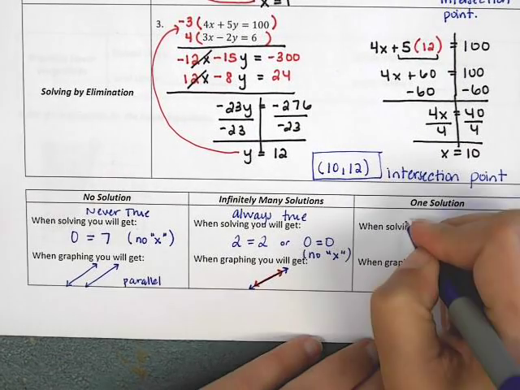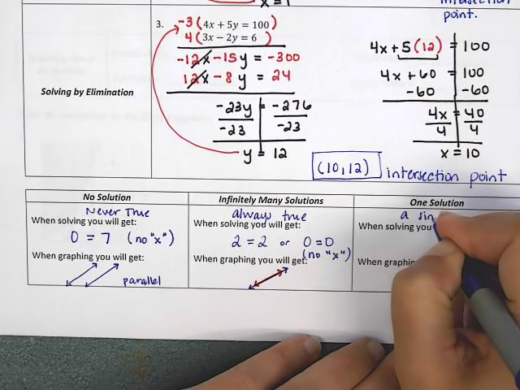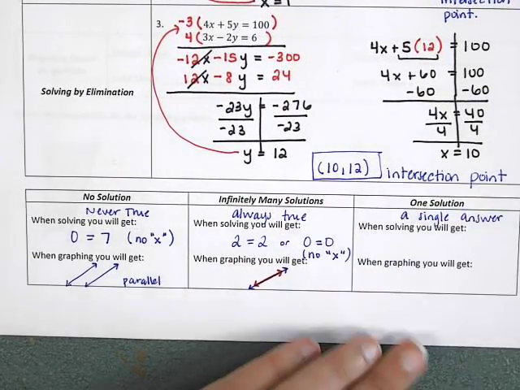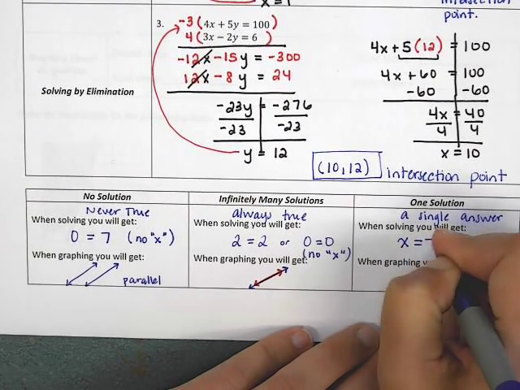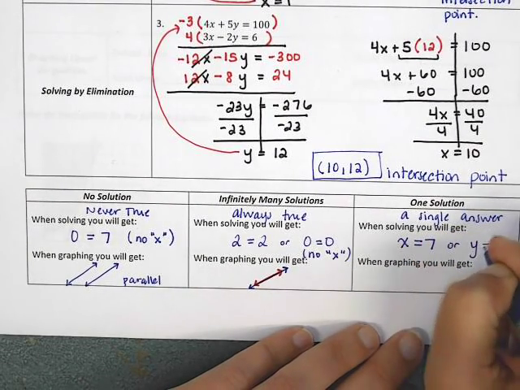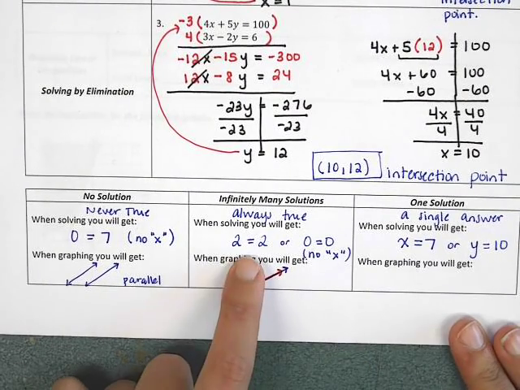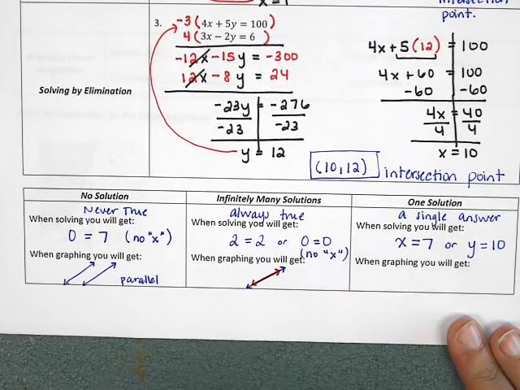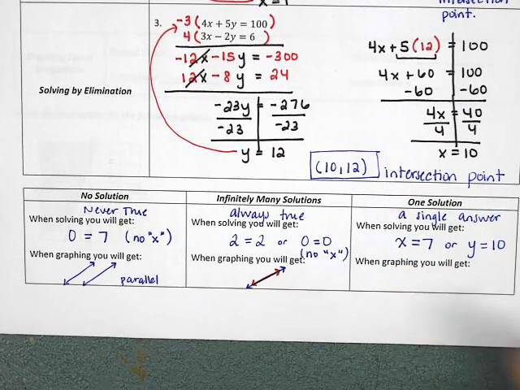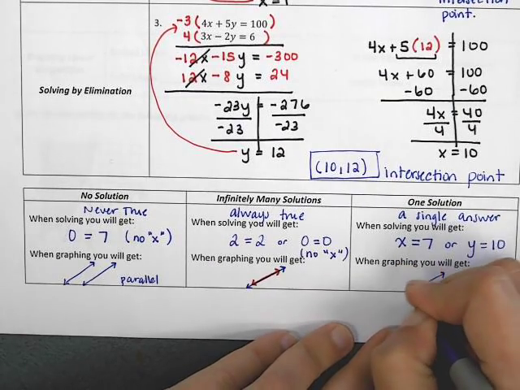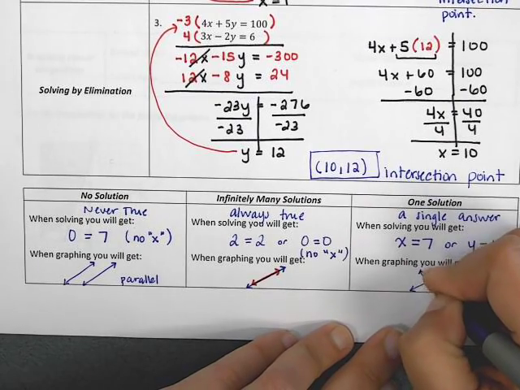Finally, we had one solution. So you're going to get a single intersection point, a single answer. So at the end of the problem, you would have x equals 7 or y equals 10. In this case, we're not saying something that's always true. We're saying it's true as long as x equals 7. So it's true once. When you're graphing, you're going to get two lines that intersect in one spot.